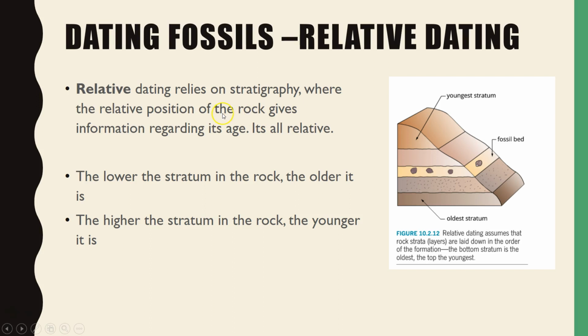formed. So relative dating, in its process, can use stratigraphy, where you look at the relative position of the rock to describe its age. Of course, it's relative dating, so it's relative. The lower the stratum, as in this one here, the older it is, and the younger the stratum, the higher it is. Obviously, rocks will deposit over time, so the ones at the top will have deposited last. Therefore, the rocks and fossils in there will be younger compared to these ones here.